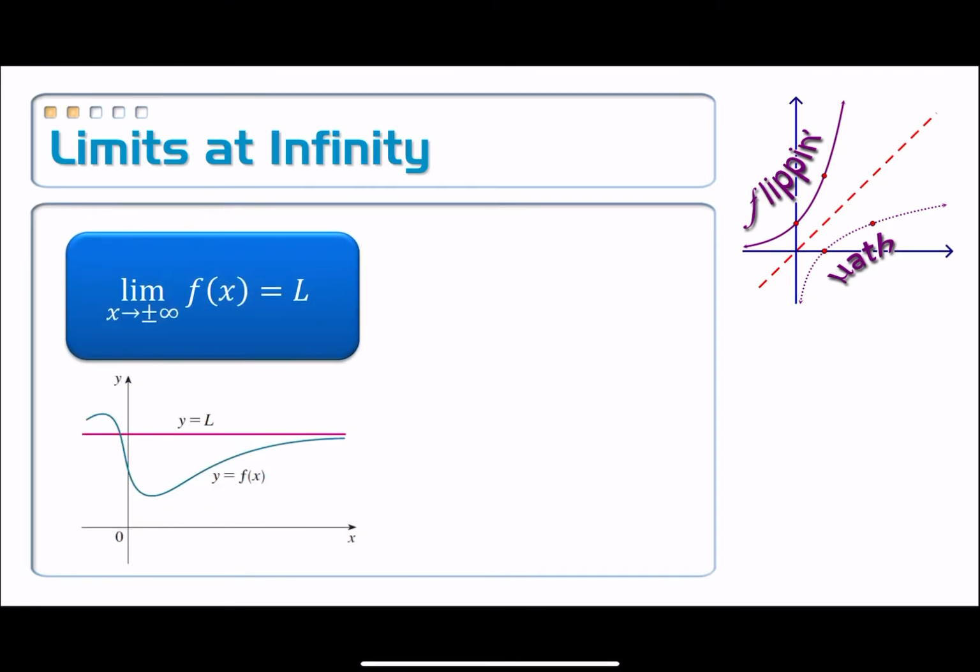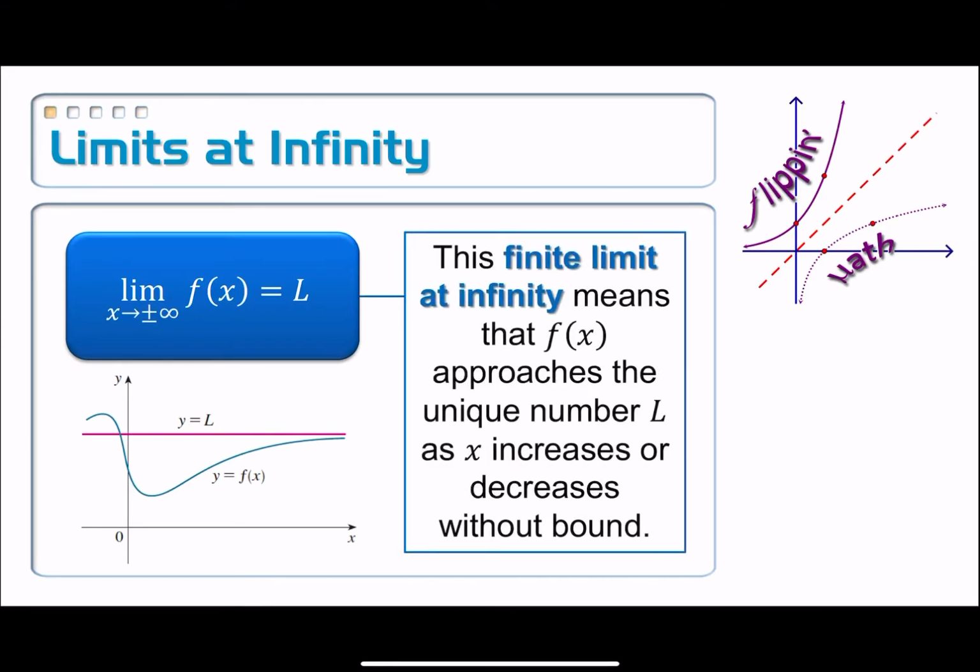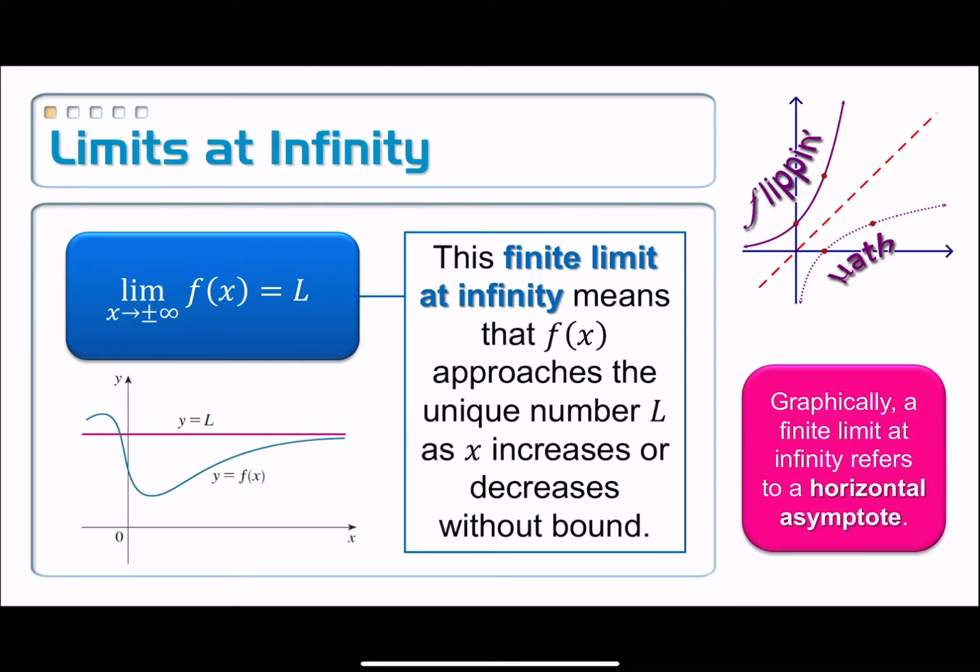So let's informally define limits at infinity. We have the limit as x approaches either positive or negative infinity of f of x equaling L. This is a finite limit at infinity. It's going to refer to a horizontal asymptote. This finite limit at infinity means that f of x approaches some unique number L, a 3, a 4, whatever, as x increases or decreases without bound. And as I said, graphically this refers to a horizontal asymptote.